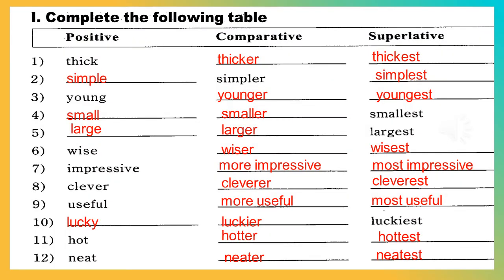Let's move on to the exercises. Exercise number 1. Complete the following table of positive, comparative and superlative. Number 1. Thick, thicker, thickest. Simple, simpler, simplest. Young, younger, youngest. Small, smaller, smallest. Large, larger, largest. Wise, wiser, wisest. Impressive, more impressive, most impressive.